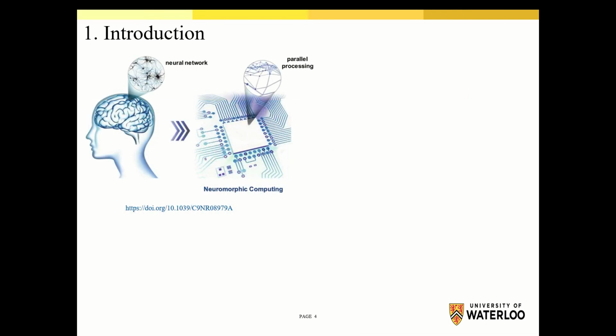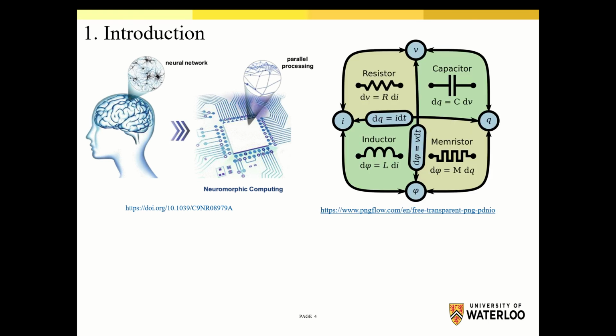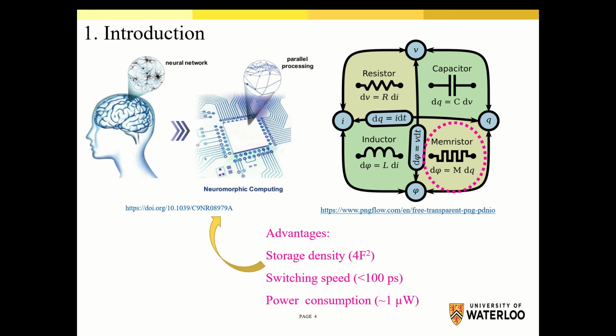To address the problem, brain-inspired neuromorphic computing is proposed. In this system, the memory unit and computing unit are combined together, and the memristor is used as the computing element because the memristor can provide many advantages such as storage density, switching speed, and power consumption.